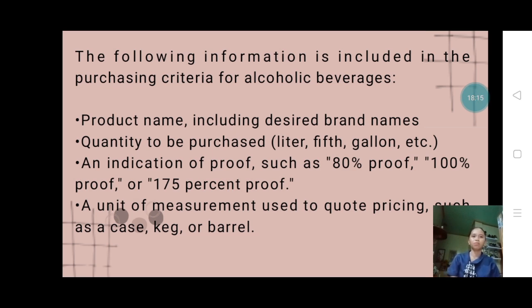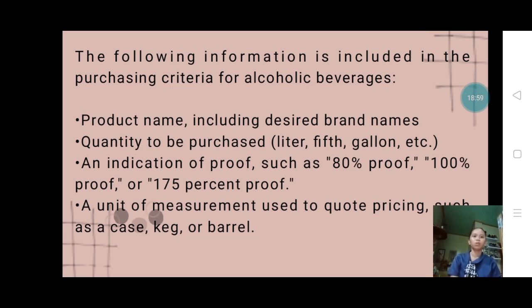Purchasing criteria for alcoholic beverages include specific details such as the product name, desired brand names, quantity to be purchased, for example liter, fifth, gallon, indication of proof, for example 80 proof, 100 proof, or 175 proof, and the unit of measurement used for pricing codes, for example case, keg, or barrel. These details are essential for accurate and efficient procurement of alcoholic beverages, ensuring that the right products are purchased in the correct quantities and units.